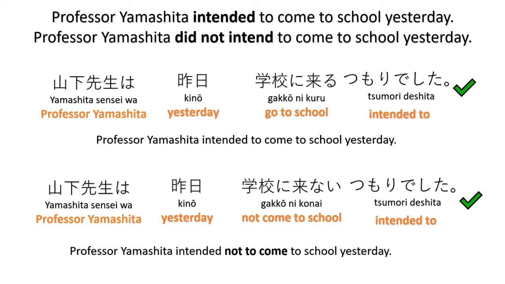is what we say. But here again in Japanese, the rule is we change the negative of the verb prior to tsumori desu or tsumori deshita. So, gakkou ni kuru, gakkou ni konai. Okay? We do not use the negative in tsumori desu. Instead, tsumori desu can only be changed to past tense, deshita. Okay?